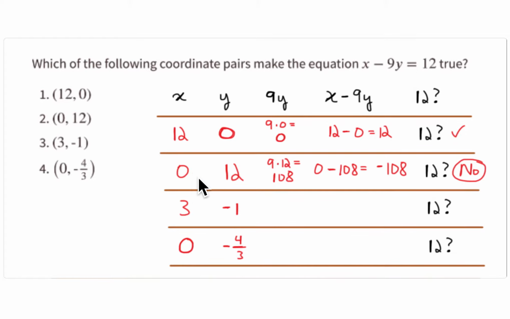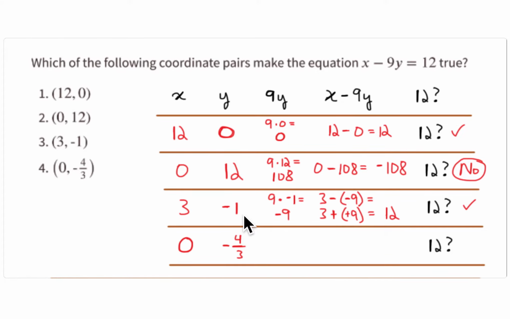All right, how about 0, 12? So 9 times 12 is 108, so we are replacing the y with 12. 9 times 12 is 108, and subtract that 108 from 0. 0 minus 108 equals a negative 108, so no, that does not equal 12, so this point is not a solution to this equation. It does not fall on the line that is a graph of this equation.